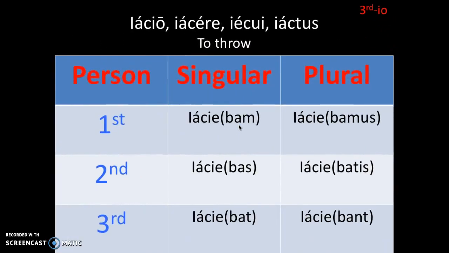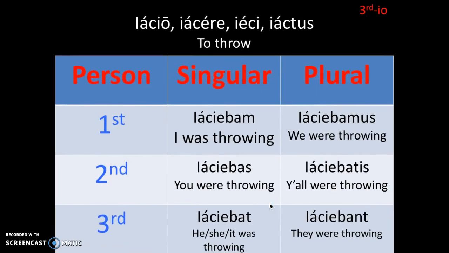Now let's take a third io verb. In this case, iacio, iacere, ieci, iactus, which means to throw. Now you look at the second principal part and take out the ere, and you will add an ie before everything and just add the conjugation endings. So when you're done, you should have iaciebam, I was throwing. Iaciebas, you were throwing. Iaciebat, he slash she slash it was throwing. Iaciebamus, we were throwing. Iaciebatis, which means y'all were throwing. Iaciebant, they were throwing.